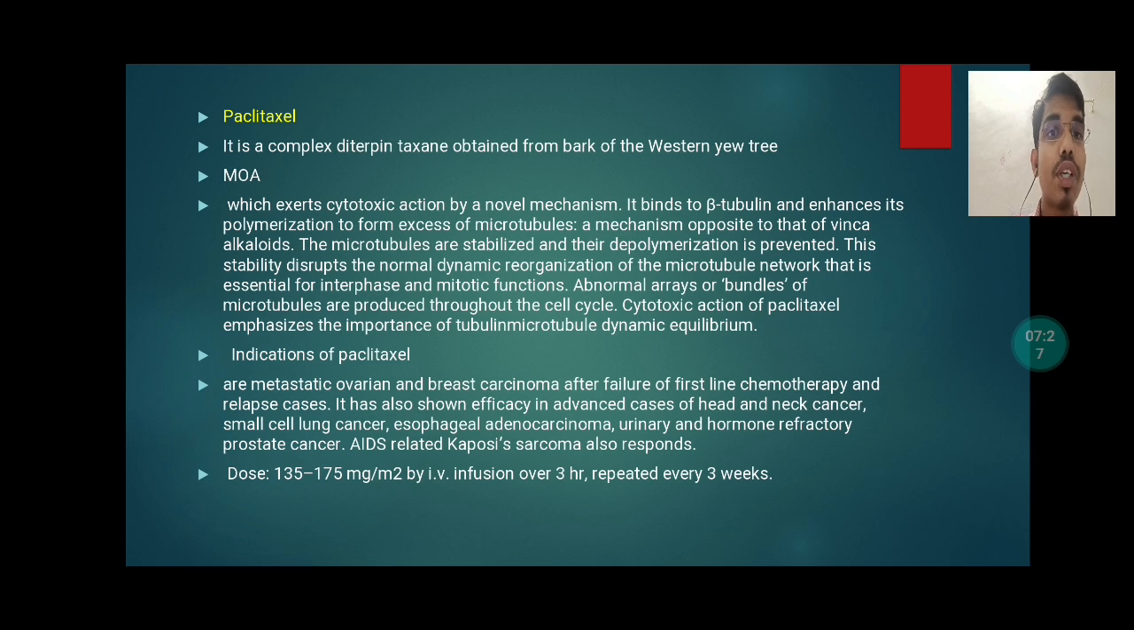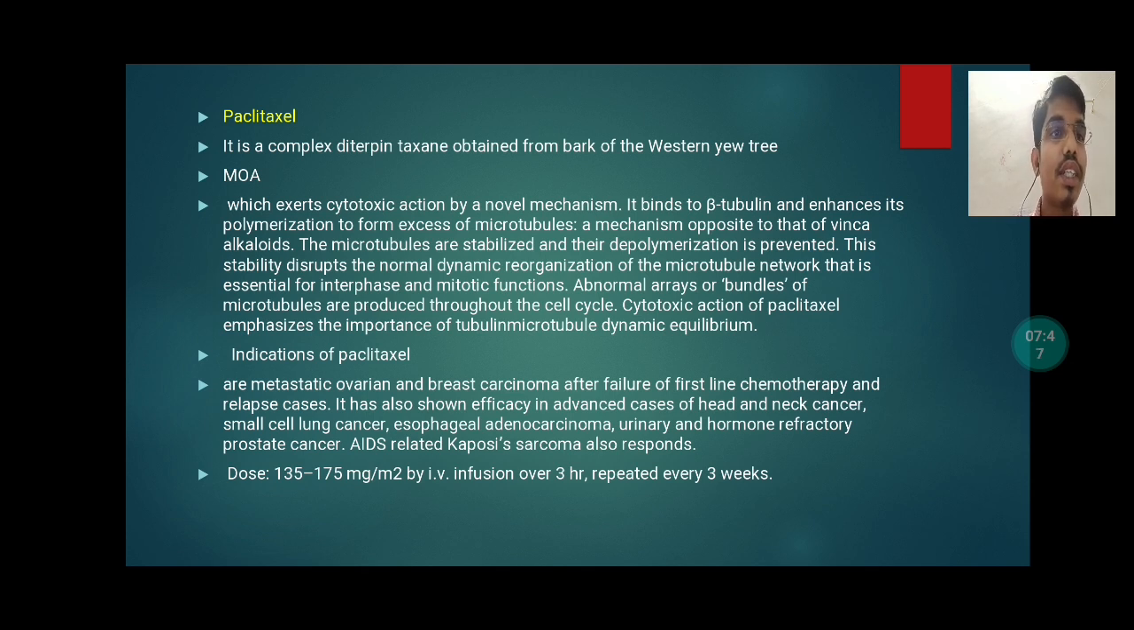forms excess microtubules. It enhances the polymerization, while the vinca alkaloids prevent the polymerization. But drugs like taxanes enhance the polymerization and form excess microtubules. The mechanism is opposite to vinca alkaloids.